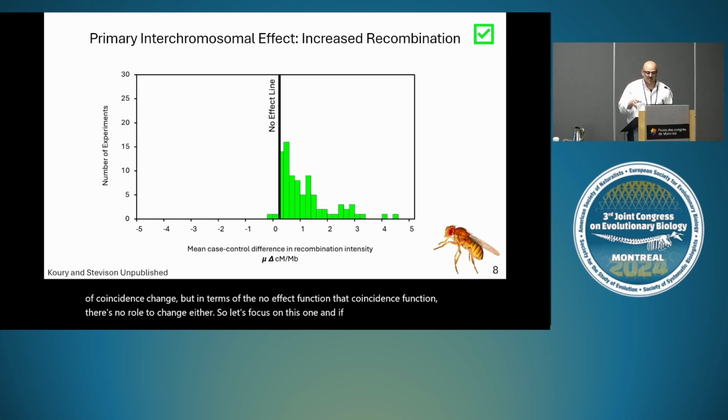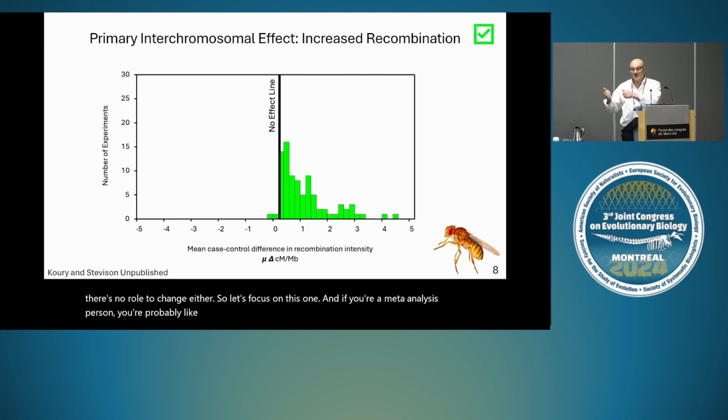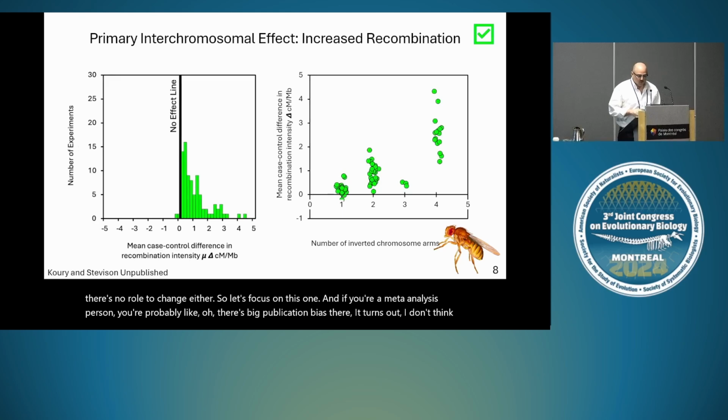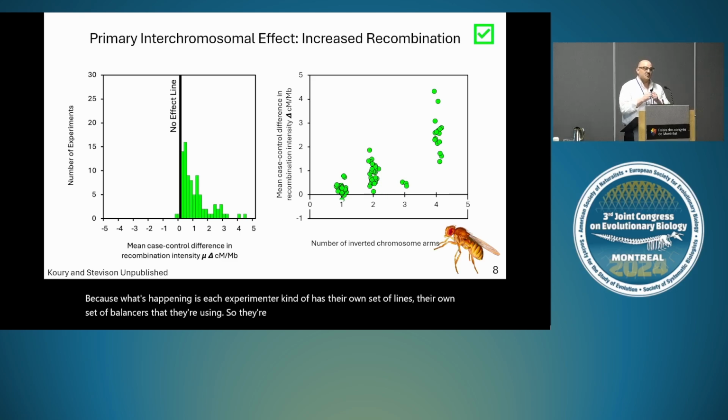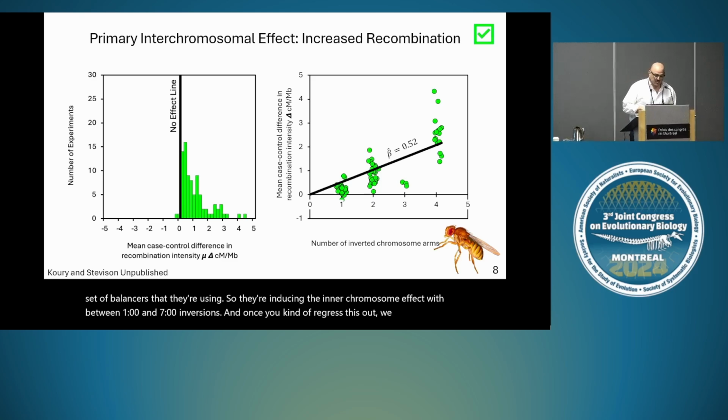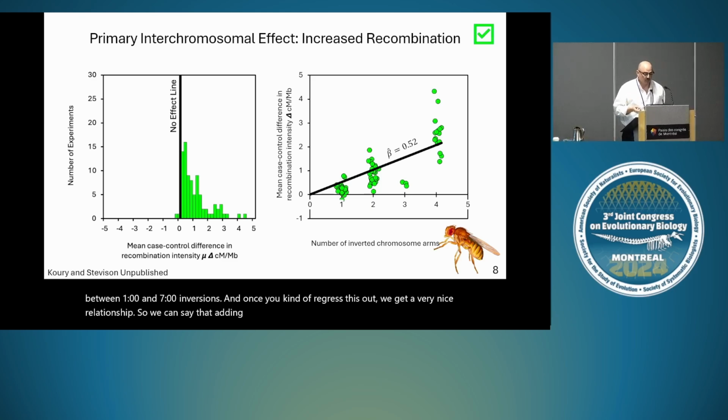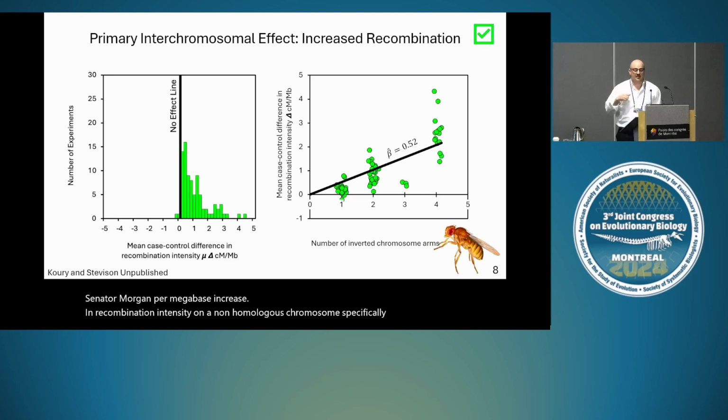And if you're a meta-analysis person, you're probably like, uh-oh, there's big publication bias there. Turns out I don't think so. Because what's happening is each experimenter has their own set of lines, their own set of balancers that they're using. So they're inducing the interchromosomal effect with between 1 and 7 inversions. Once you regress this out, we get a very nice relationship. So we can say that adding a single autosomal inversion causes about a 0.52 centimorgan per megabase increase in recombination intensity on a non-homologous chromosome, specifically the X for this data set.